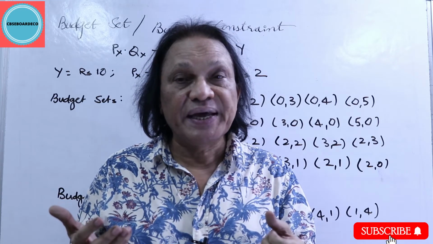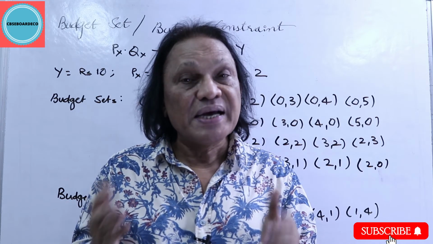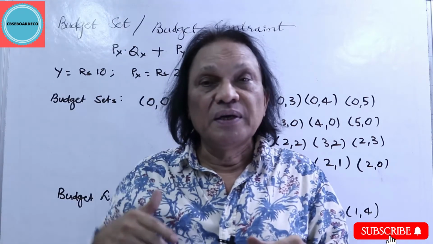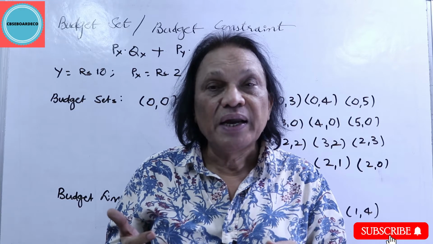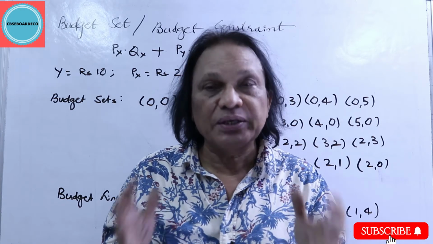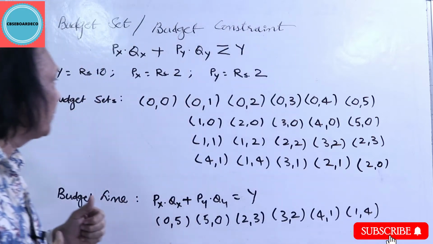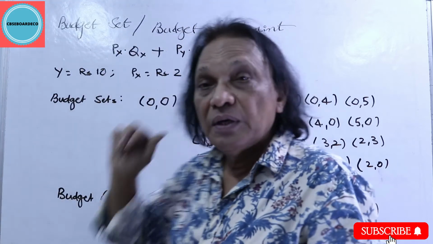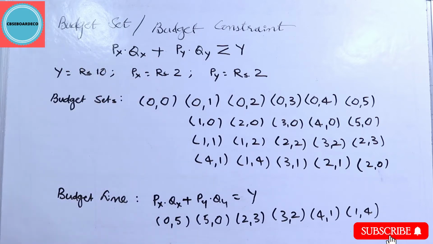The budget set equation is Px Qx plus Py Qy is less than or equal to your income. What it means, let's imagine you have 10 rupees with you, as per the example here. So this is the budget set, or we call it budget constraint. Px Qx plus Py Qy is less than or equal to income.